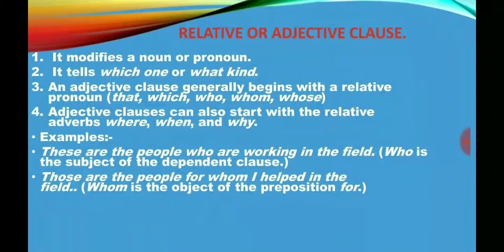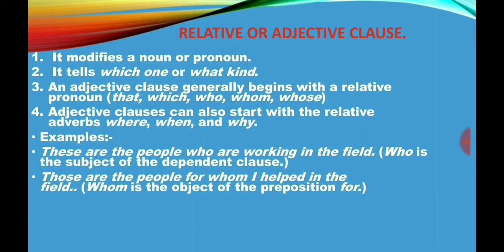Relative or adjective clause. First one, it modifies a noun or pronoun. Second one, it tells which one or what kind. Third point, to find out a relative or adjective clause, an adjective clause generally begins with a relative pronoun: that, which, who, whom, whose. Fourth point, adjective clauses can also start with the relative adverbs where, when, and why.